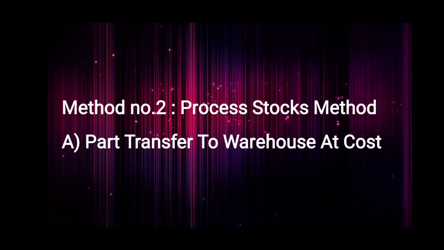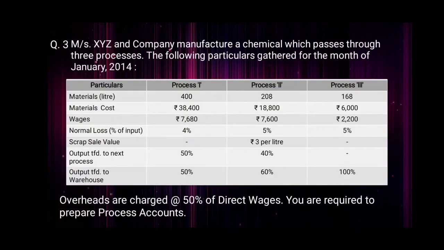So first let us start with part A, part transfer to warehouse at cost. So let us start with question number 3. Messrs XYZ and Company manufactures a chemical which passes through 3 processes. The following particulars were gathered for the month of January 2014.